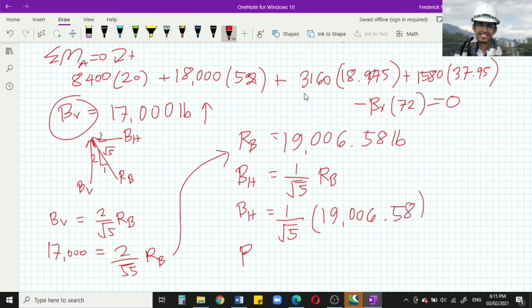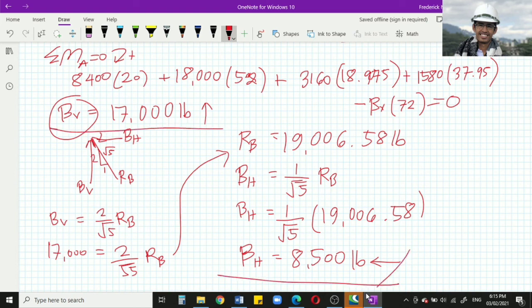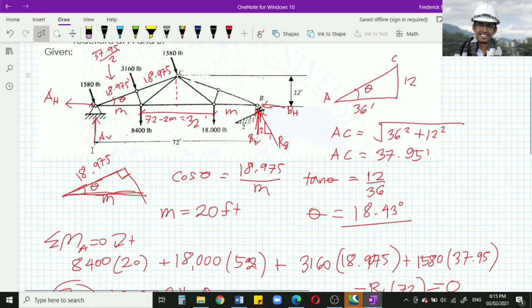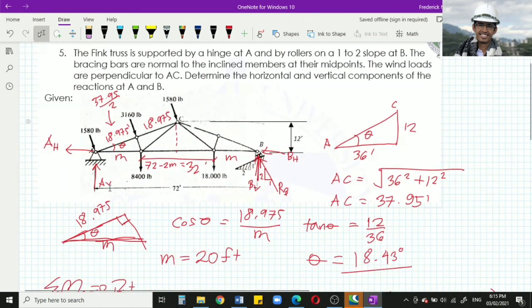Therefore, BH natin is equal to 8,500 pounds. So, yung direction nito will be going to the left. Okay? Ayan. So, nakuha na natin yung B horizontal and yung ating B vertical. Now, kunin naman natin yung A horizontal and A vertical natin.